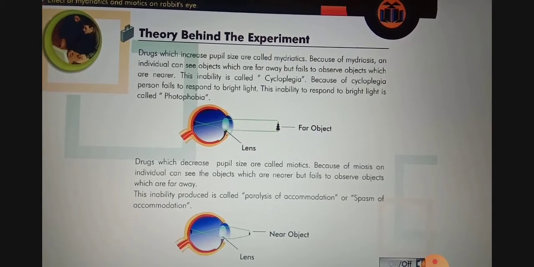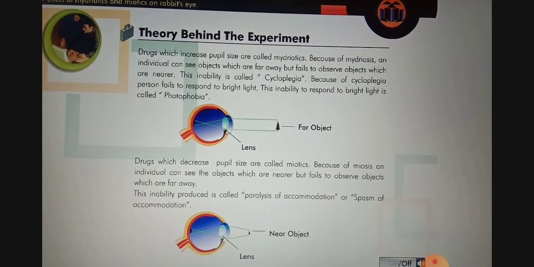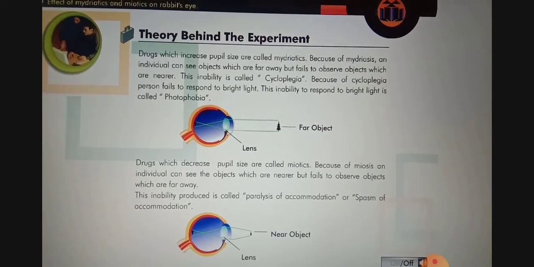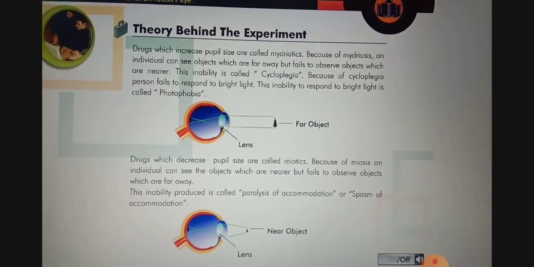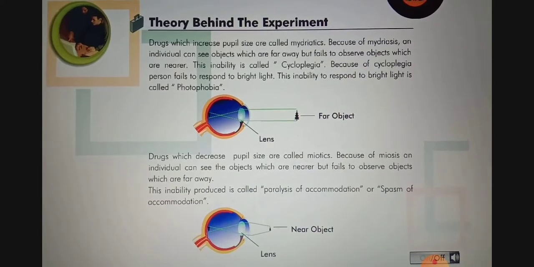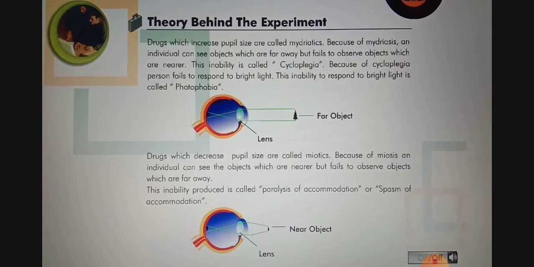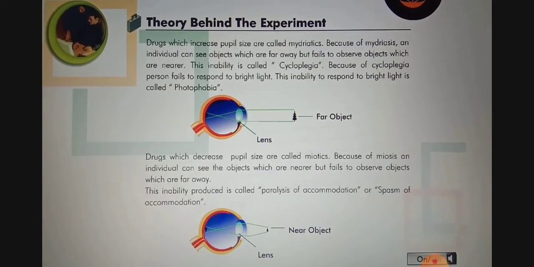Drugs which decrease pupil size are called miotics. Because of meiosis, an individual can see the objects which are nearer but fails to observe objects which are far away. This inability produced is called paralysis of accommodation or spasm of accommodation.